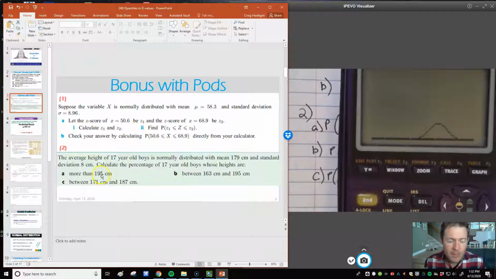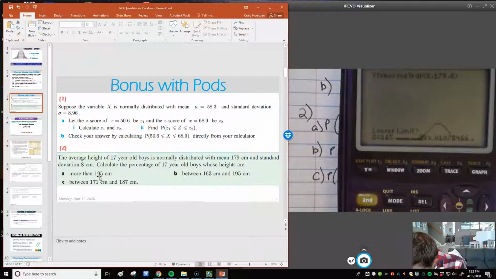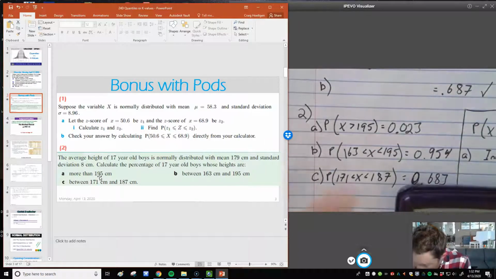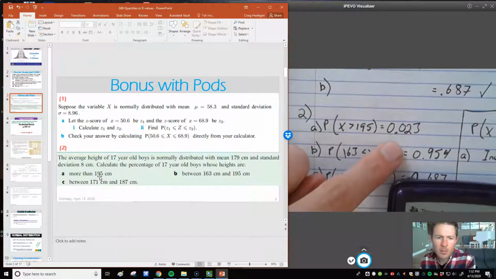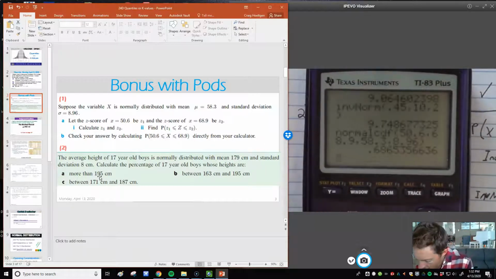So more than 195 means 195 is my lower bound, and I just have to choose a really big upper bound. So let's go second calc, intersect. Our lower bound is 195. Upper bound, I'm going to choose something relatively big. I know I set my max to 210, so I'm just going to say all the way up to the max. And there it's going to tell us 0.022, which is hopefully, oh, yeah, that is what I ended up getting here. Okay, you could also do this from your home screen if that way isn't working as well for you.